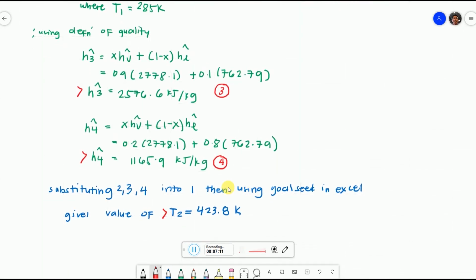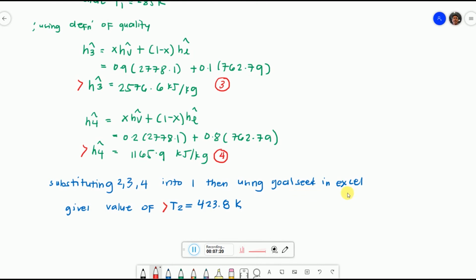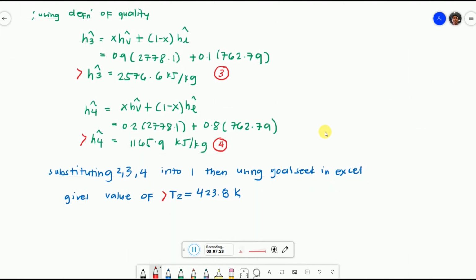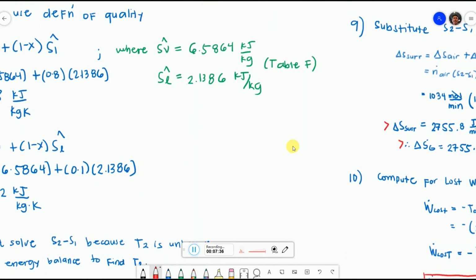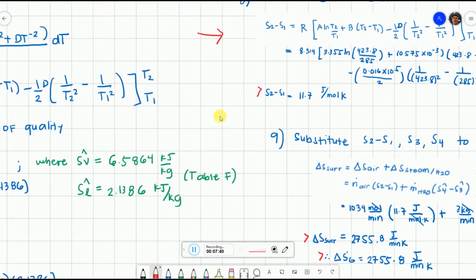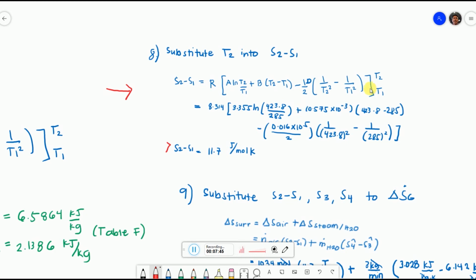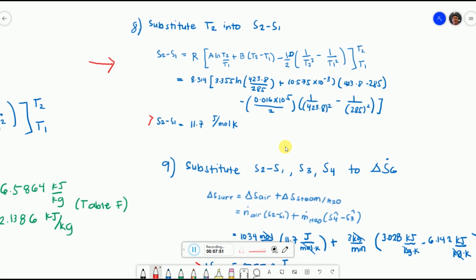Now we substitute 2, 3, and 4 into equation 1, which is our energy balance. Then using Goal-Seek in Excel or any mathematical computational software gives us the value of T2 to be 423.8 Kelvin. Now we found T2. Then we substitute this value to find S2 and S1. So, from our derived expression of S2 and S1, we substitute the value of T2 and T1 to give us a value of 11.7 joules per mole Kelvin.